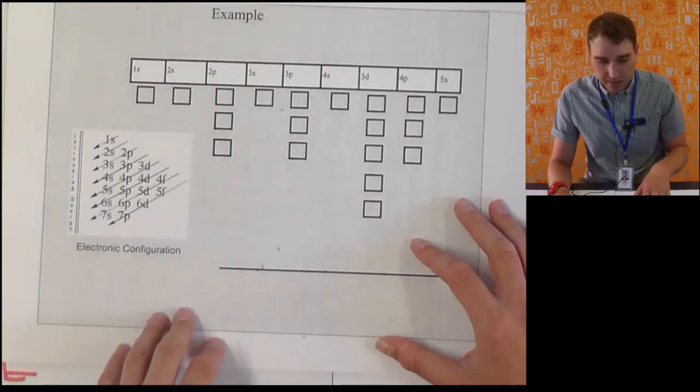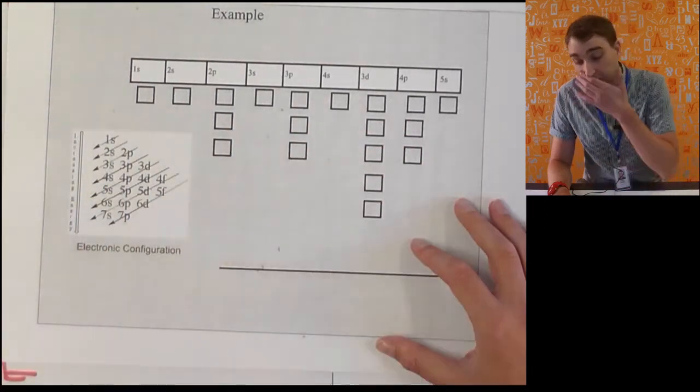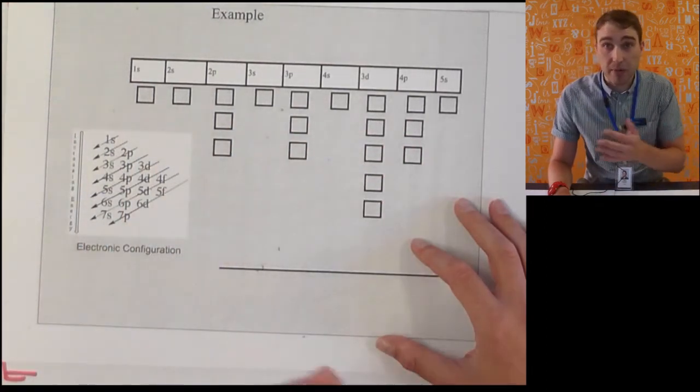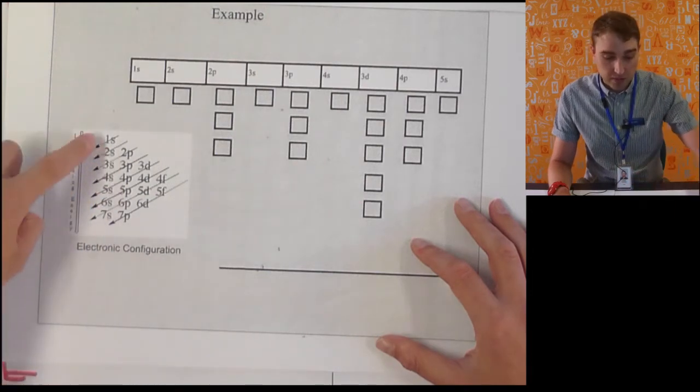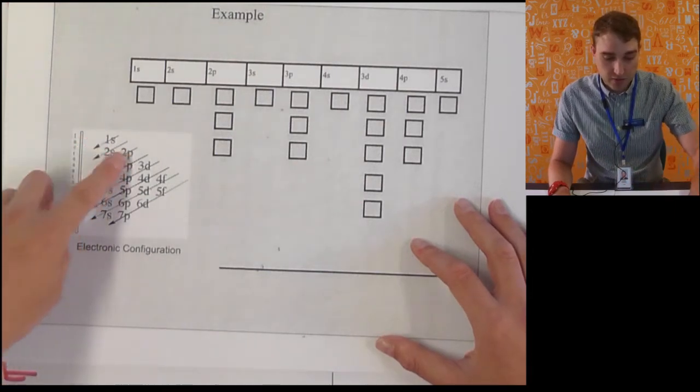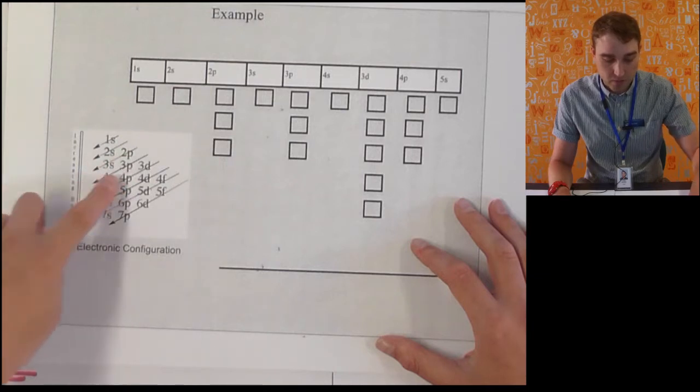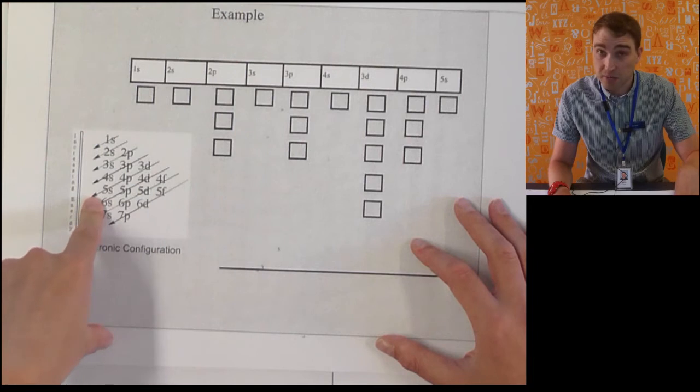The way we fill the subshells, we don't just go 1, 2, 3, 4, because some of the subshells overlap with each other, and again it gets complicated. So the way we fill it up, we use this diagram here. We go 1s, 2s, 2p, 3s, 3p, 4s, 3d, 4p, 5s. That's about as far as we'll get.